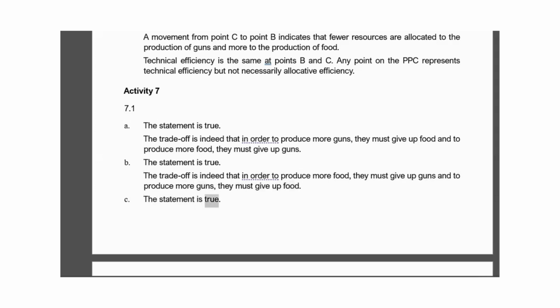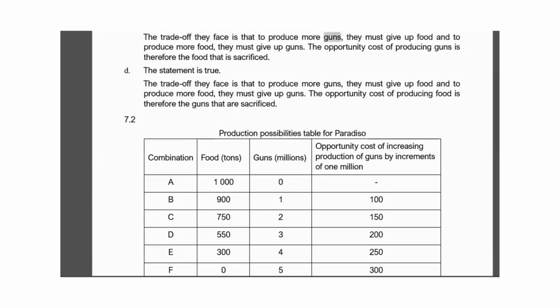The statement is true. The trade-off they face is that to produce more guns, they must give up food, and to produce more food, they must give up guns. The opportunity cost of producing guns is therefore the food that is sacrificed. The opportunity cost of producing food is therefore the guns that are sacrificed.